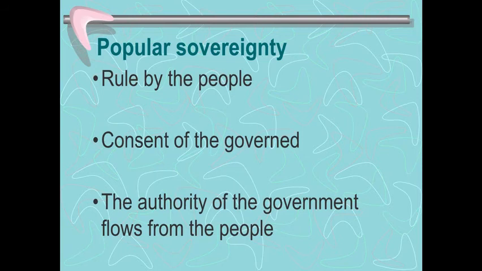Some people may question that with the Electoral College versus the popular vote. But again, ultimately, it's us who makes the decision, and government cannot exist without our consent. So the authority of government flows from the people. So from the people, by the people, for the people are those main ideas of popular sovereignty.